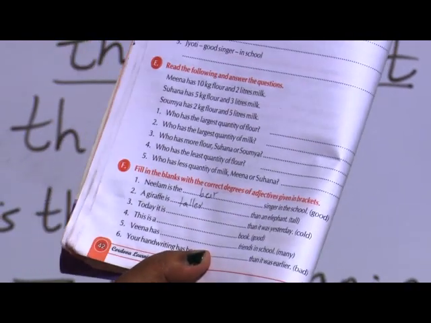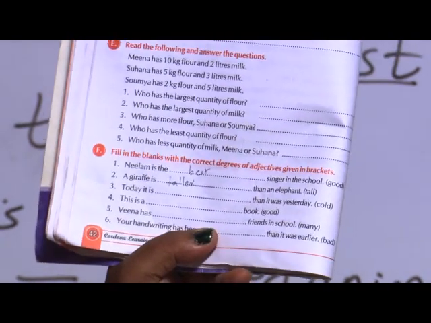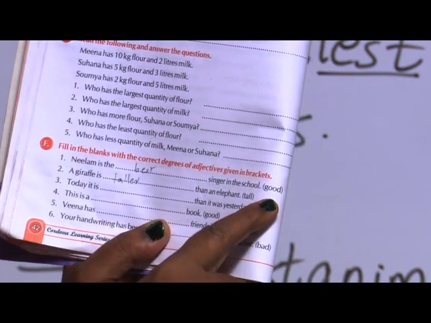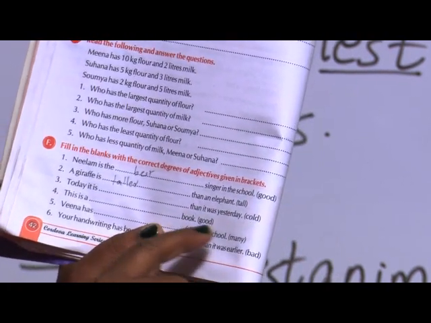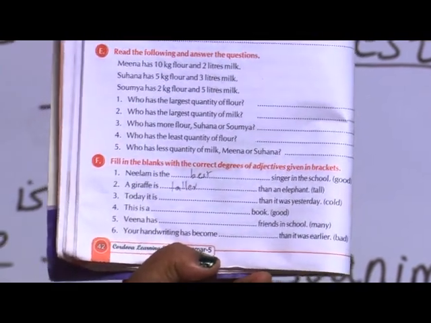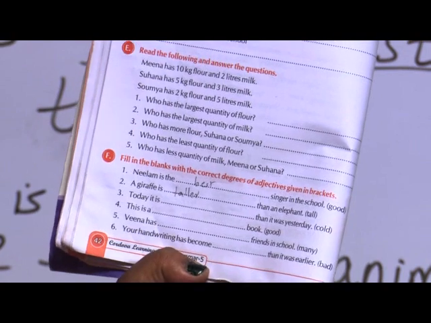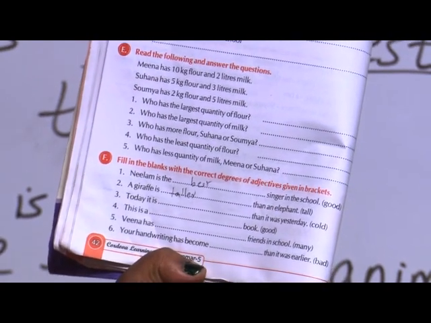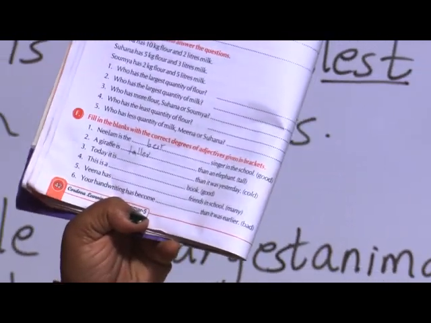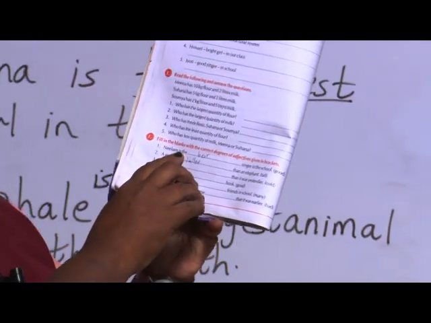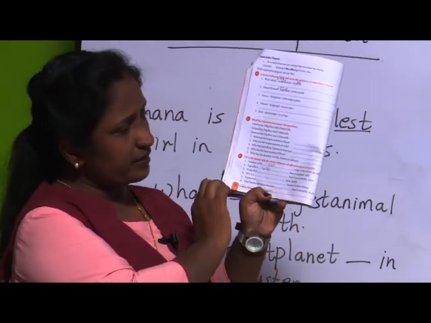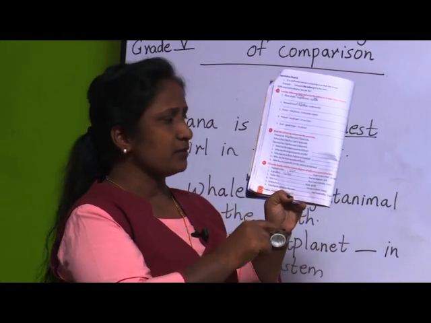Now, the last exercise, fill in the blanks with the correct degrees of adjectives given in brackets. Here some adjectives are given in the bracket: good, tall, cold, good, many and bad. Seeing the sentence you are going to write the degrees of adjectives. Neelam is the, now you can't write good. We can write Neelam is the best singer in the school.